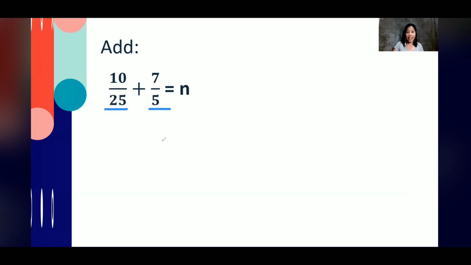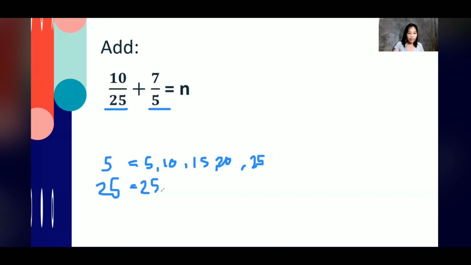So first step is to get the LCD, right? So here, we will use the listing method. So the multiples of 5 are 5, 10, 15, 20, 25. And the multiples of 25 are 25, 50, 75, and so forth. So we got already the least common denominator, or the common multiple, right? As you got the common multiple, you may stop there because the first common multiple is the answer. So 25 here and 25 there. Meaning our least common denominator, or LCD, is 25. So 25 plus 25.